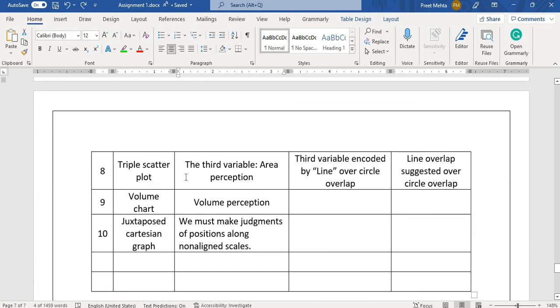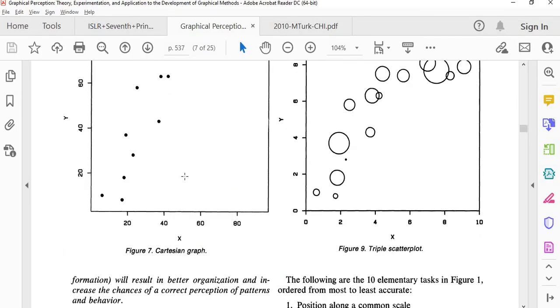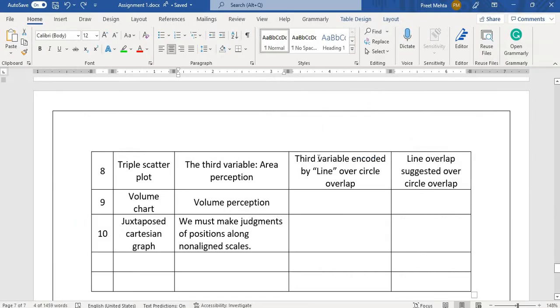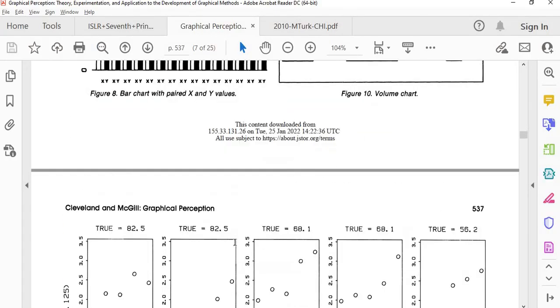And in the triple scatter plot, over here our brain will think of the third variable, that is size. All are circles, and circles also overlap with each other, but the size keeps on changing. It seems like the volume we can easily understand, right? And the next thing is, we'll judge the positions along the non-aligned scales of these scatter plots.